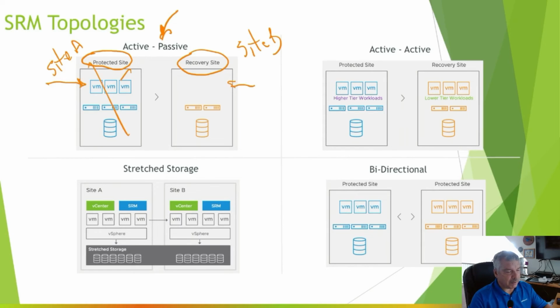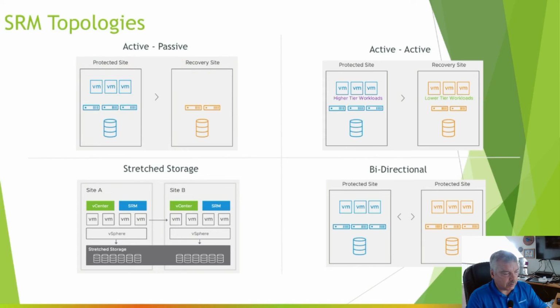If something should happen to site A, the copies of the VMs will start up on site B. I don't want to say fail over, it's not HA. We recover the VMs on site B. We start them up from a copy. That's fine, this works, no problems. The problem with this solution is your recovery site has no workloads. It's just sitting there waiting for the disaster to happen. So it's kind of wasteful when you think about it.